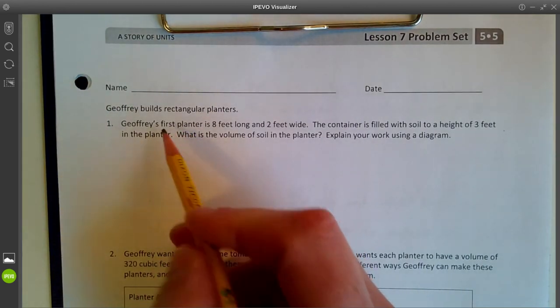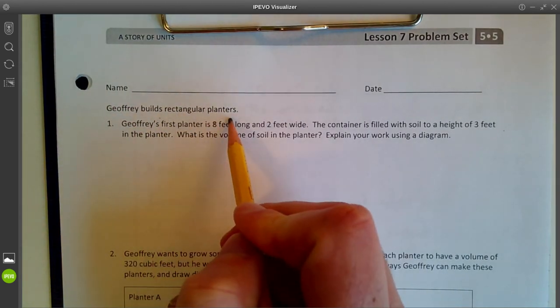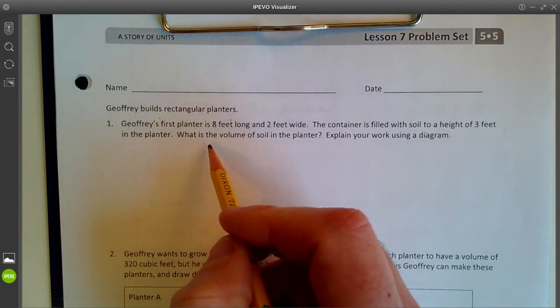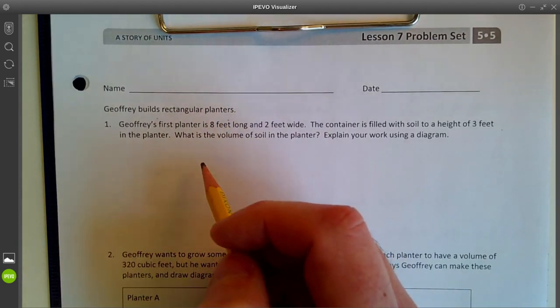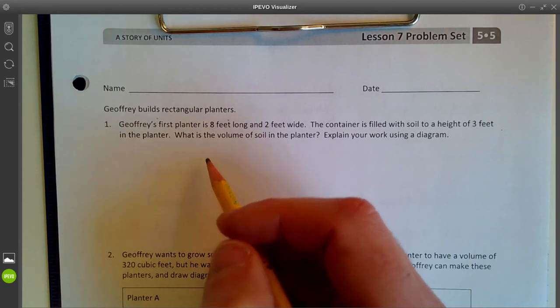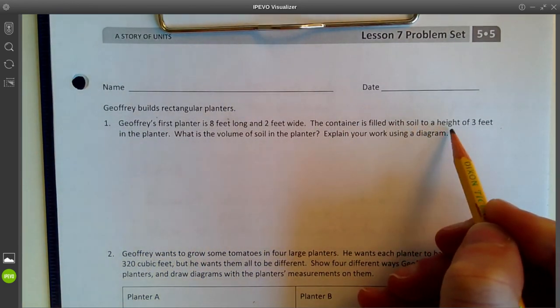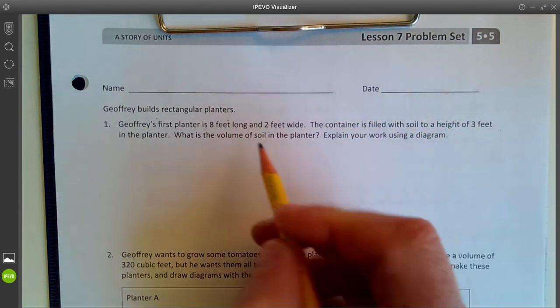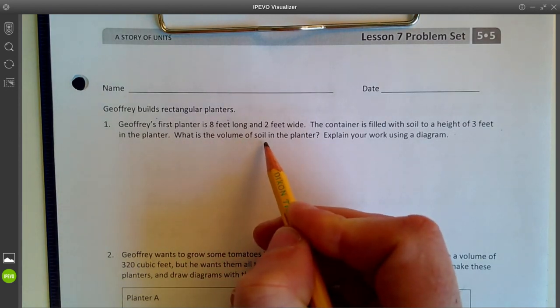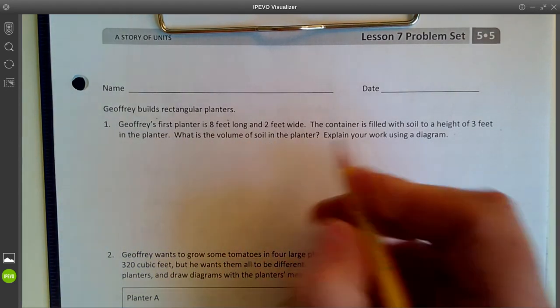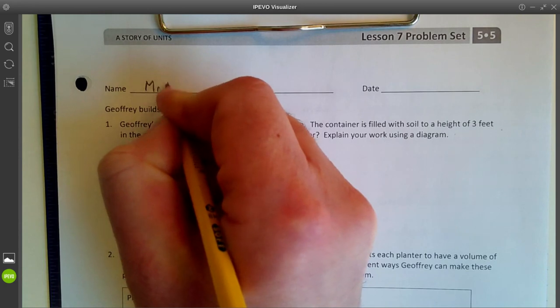Jeffrey's first planter. Well, Jeffrey builds rectangular planters. Jeffrey's first planter is 8 feet long, 2 feet wide. The container is filled with soil to a height of 3 feet in the planter. What is the volume of the soil in the planter? Explain your diagram. All right.